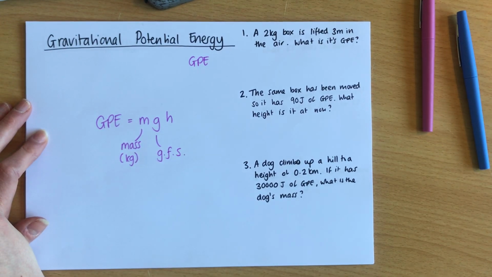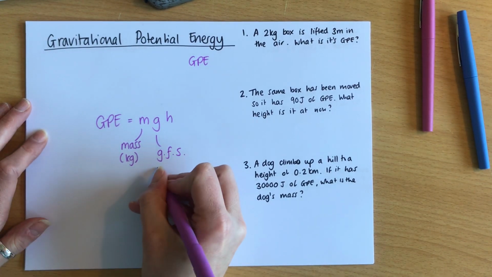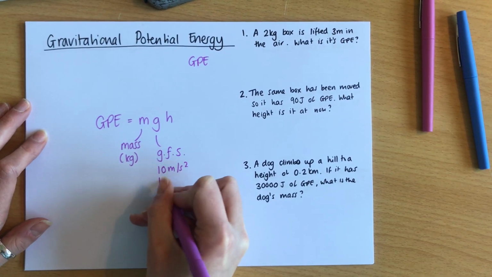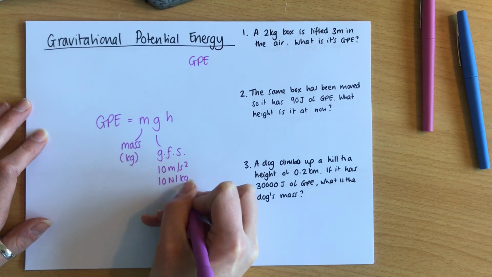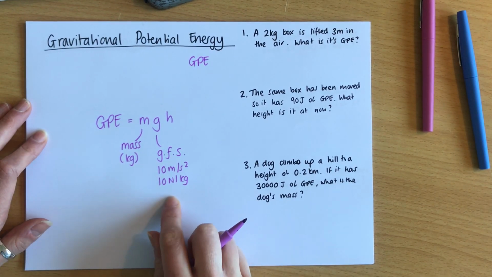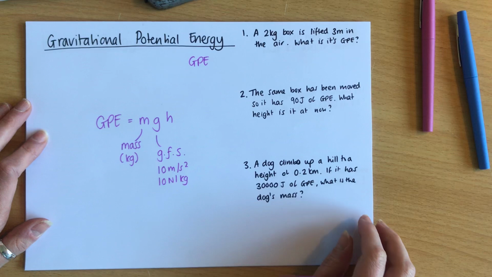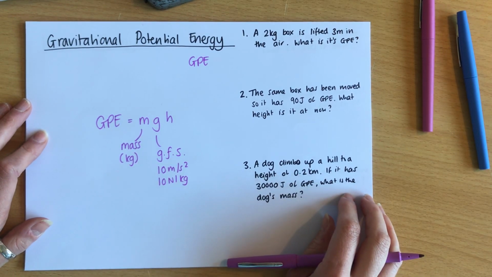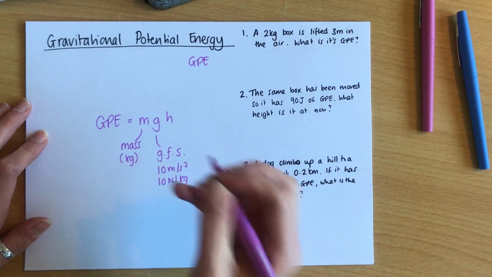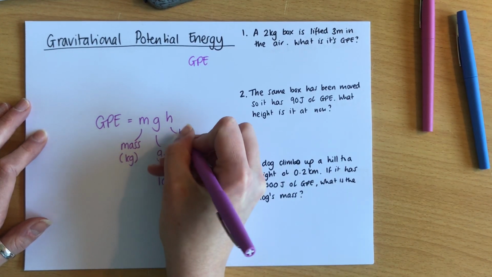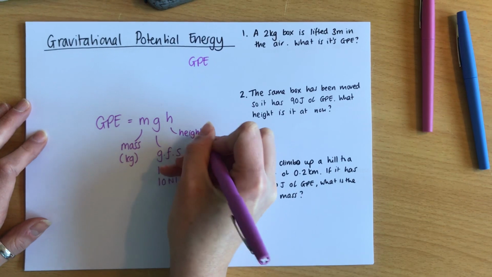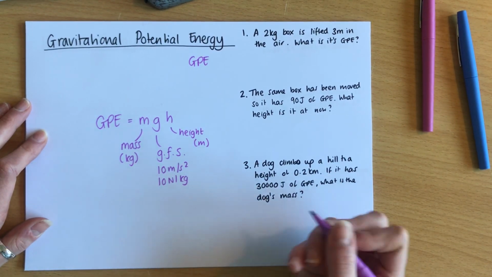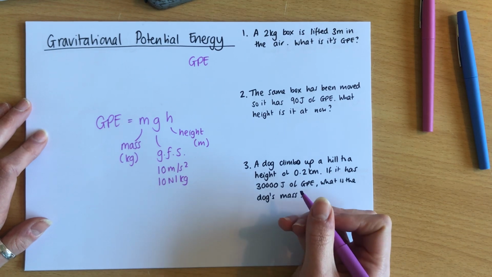Now on Earth, where most of your problems will be, that is 10 meters per second squared, or 10 newtons per kilogram. Now at GCSE, we generally use the number 10. As you get up through physics, you'll start to use either 9.8 or 9.81, and this is also the acceleration due to gravity. It's the same value. And then there's h, which stands for height, and that is measured in meters. So if you're given a height in a different value, so maybe kilometers or centimeters, you need to convert it.